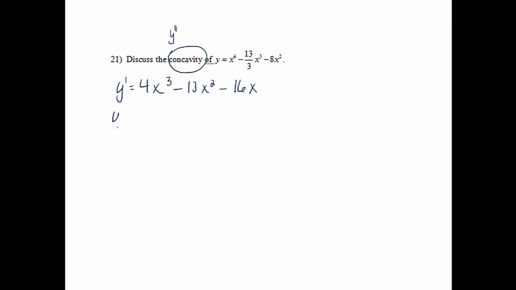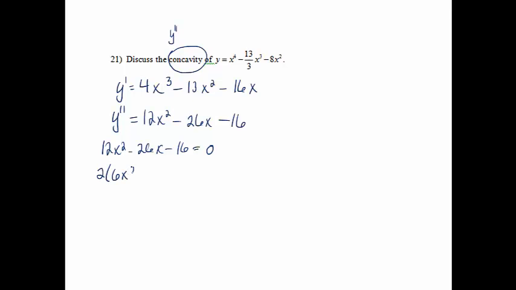And then from here, we'll need the second derivative. So again, bump my 3 out front, I'll get 12x squared minus, bump the 2 out front, I'll get 26x minus this, it will just be 16. Okay, now from here we would like to set the second derivative equal to 0 so we can get our critical numbers. And before I try to factor that, looks like 2 will go into everything, so I'm going to factor out a 2, so I'll get 6x squared minus 13x minus 8 equals 0.